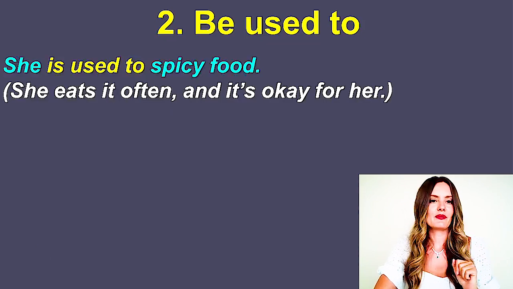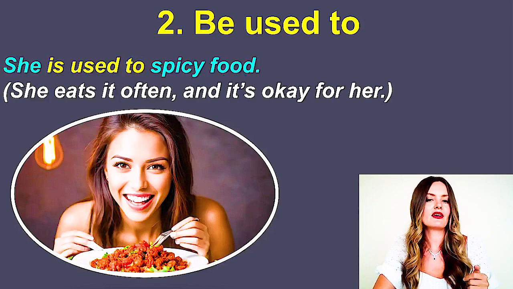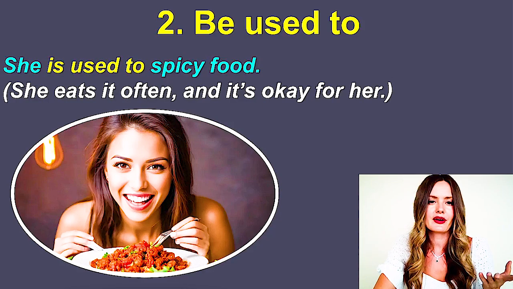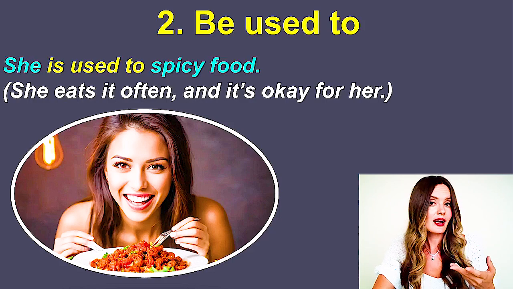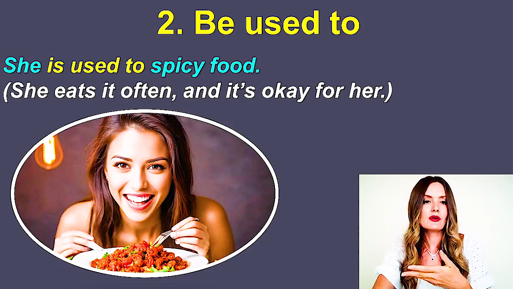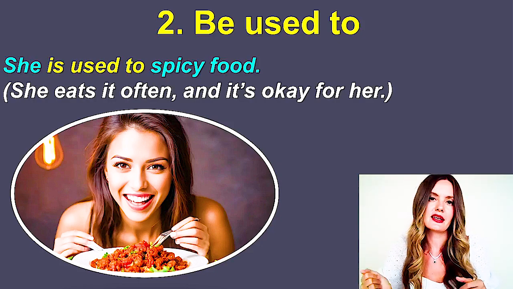How about this example? She is used to spicy food. She eats it often and it's okay for her. She is used to what? Food. Food is a noun. You can also use a noun after is used to. She is used to spicy food.